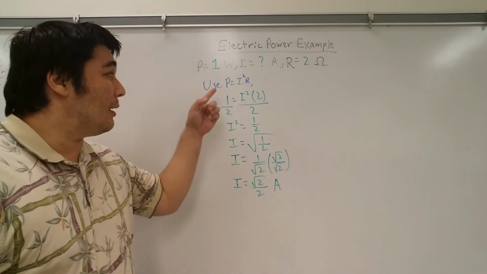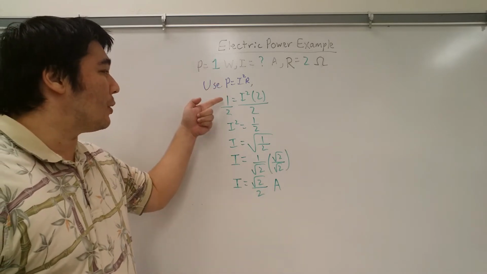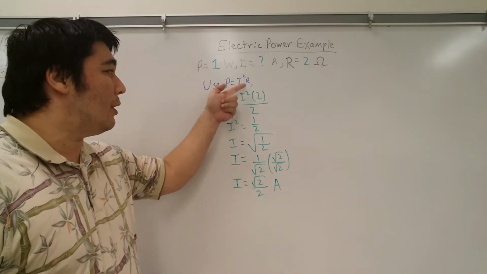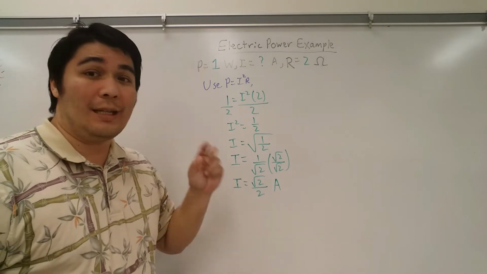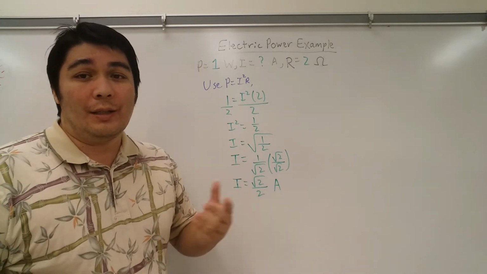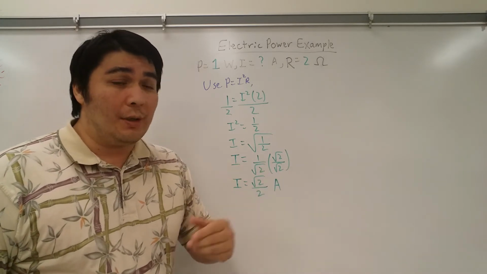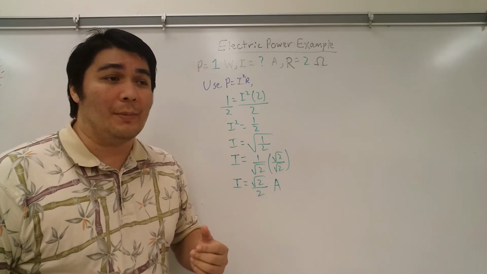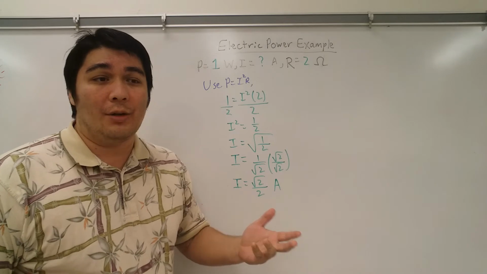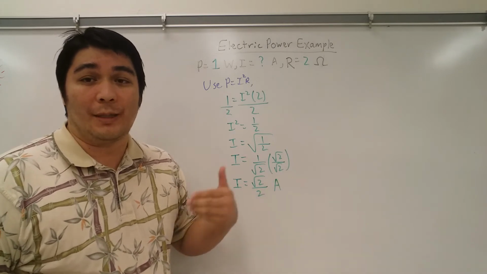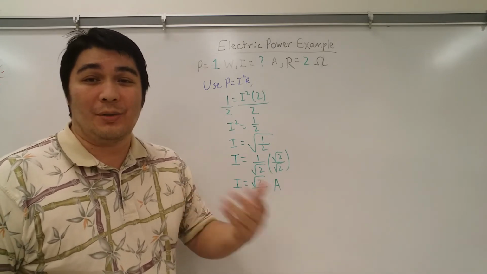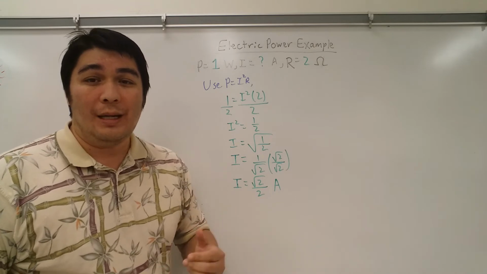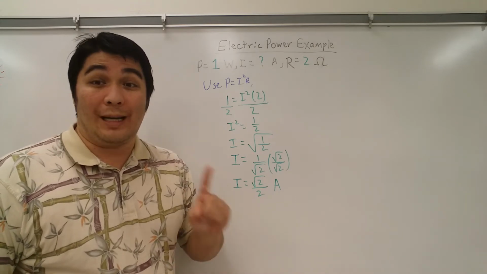So we're going to plug in our information. Our power is 1, I squared we don't know, and our resistance is 2 ohms. So I look at this and go, all right, I squared is being multiplied by 2, so to isolate the variable, I must do the opposite operation. The opposite operation of multiplication is division. So I'm going to divide both sides of the equation by 2. That gives me I squared equals 1/2.